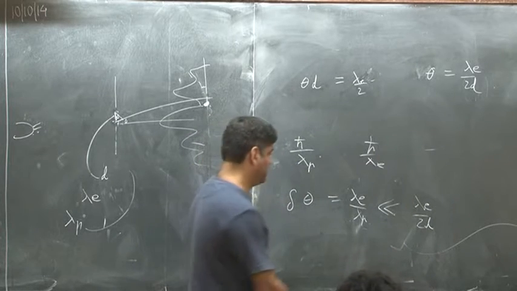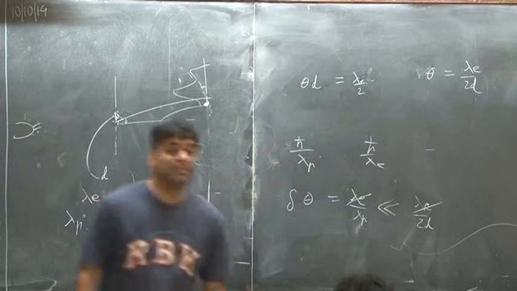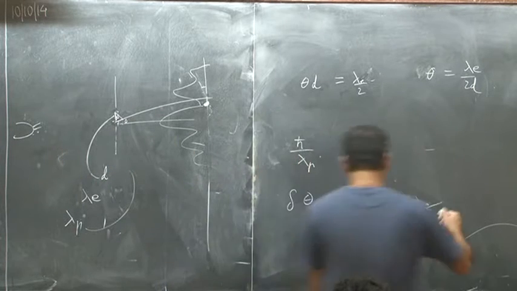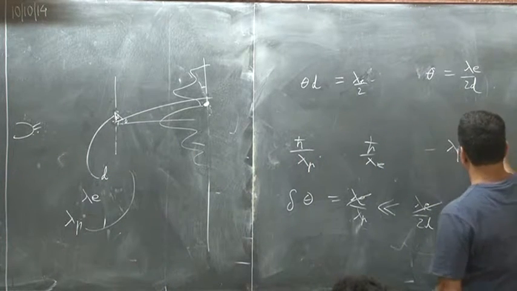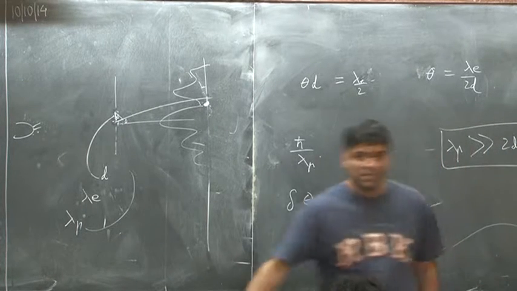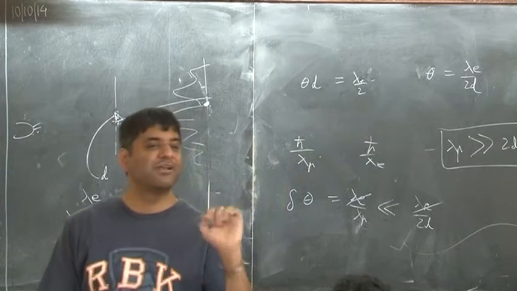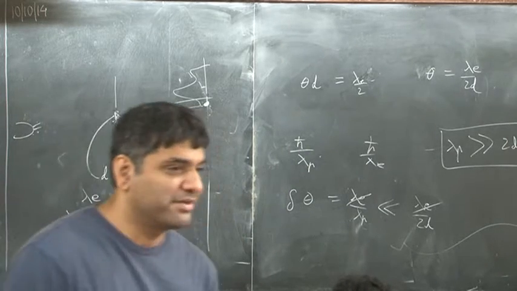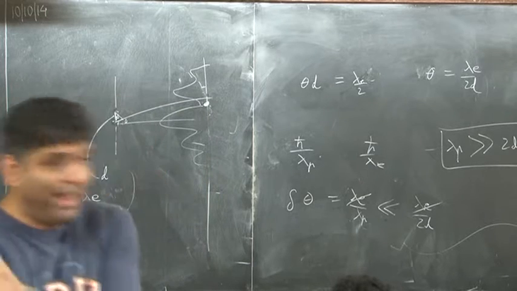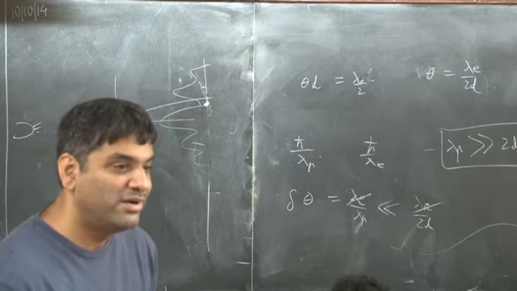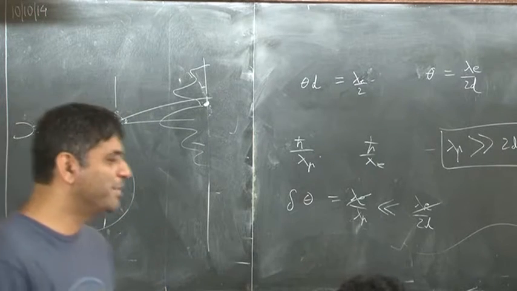Many nice things happen as well. First nice thing, lambda e cancels. Second nice thing is that you can rearrange this to say lambda p is much, much greater than 2d. So you can do this experiment and not smear out the interference pattern, provided lambda p is much, much greater than 2d. And you might say, well, okay, let's do it with lambda p much, much greater than 2d. Then we've got a confirmation. But we haven't.